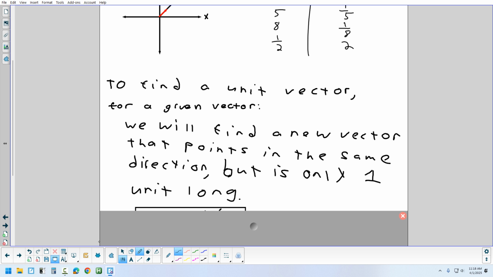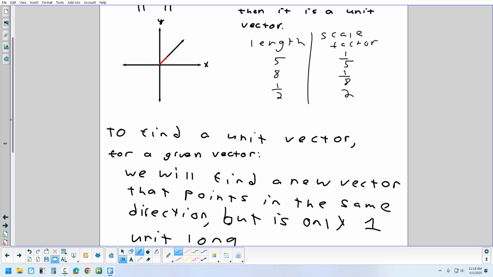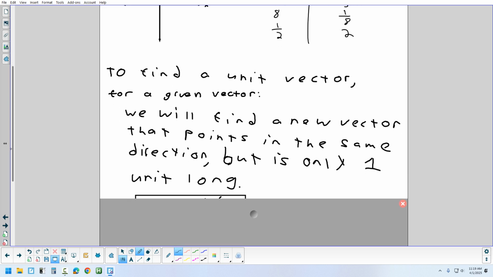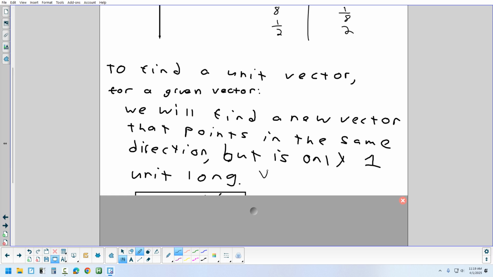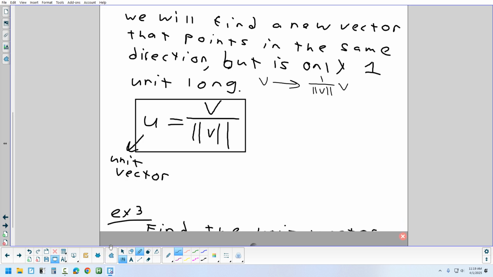So what we're doing is we're finding a new vector, like the red and the black one. The red one is the new one. The red one points in the same direction, but it's only 1 unit long instead of however many units it was. So you scale the vector by the reciprocal of the magnitude. If you had vector v and you want to convert that into a unit vector, you're going to find the magnitude, flip it, and multiply that number times your vector. You can also put that all together: v in the top, magnitude of v in the bottom. That will always turn a vector into a unit vector.